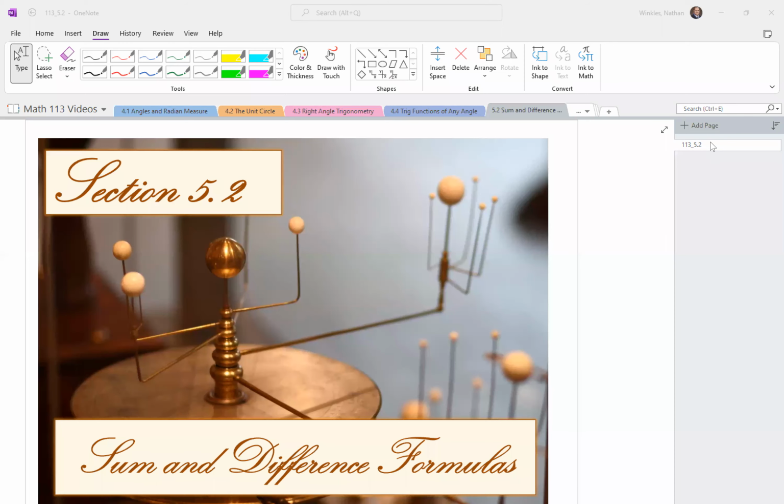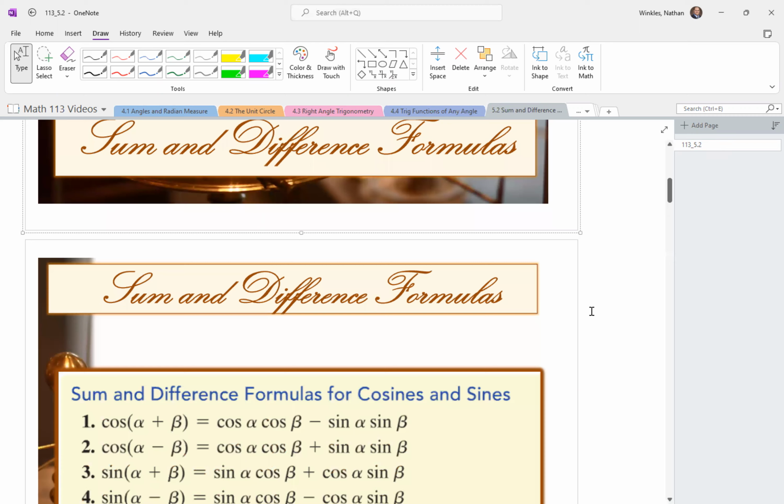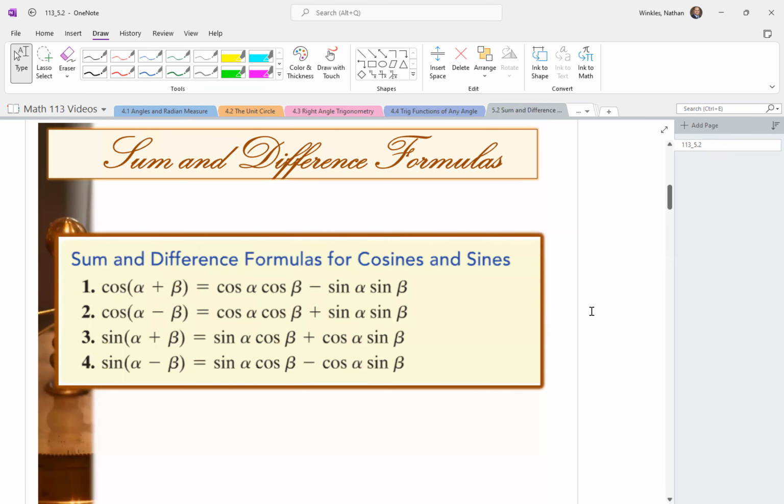Okay, so now we can talk about some specific formulas that we call our sum and difference formulas. And that is exactly what they really are. When we say sum and difference formulas, we really mean sums and differences. So now what we're going to look at is that we have four formulas we need to consider.